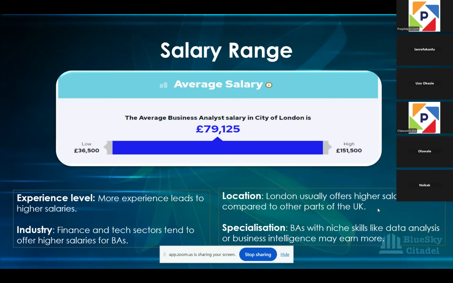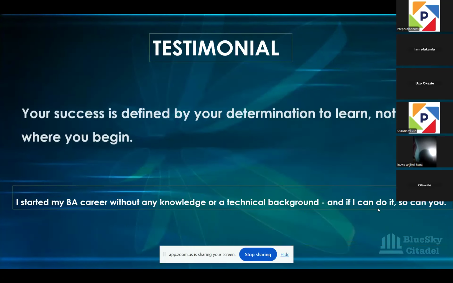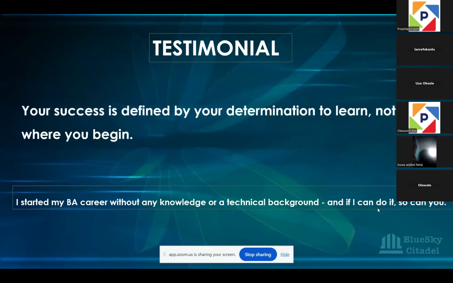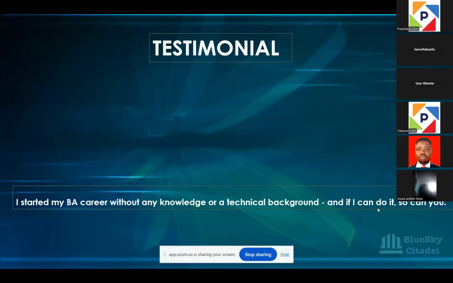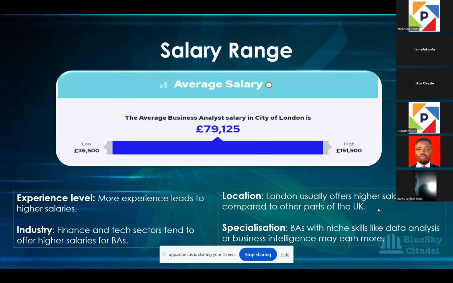So again, like I said, this is an average. It goes from this range. So anything from this range, and as you can see, it's good. It's a really good salary. It's a really good living. So that's a very quick synopsis of business analysis. I just want to stop really quickly to ask if you have any questions.